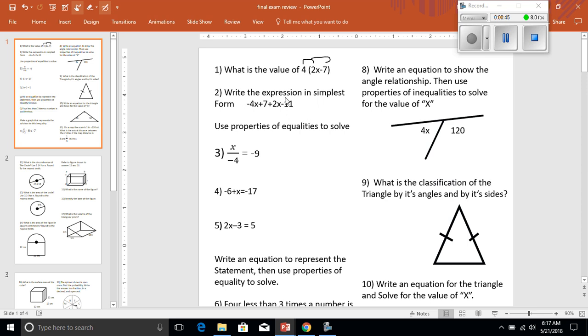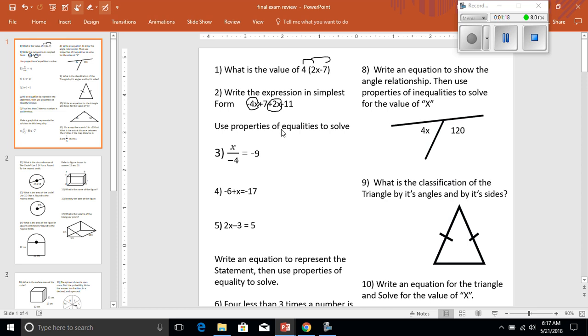Number 2, it says write the expression in simplest form. Once again, we're going to look for the like terms, the things that are alike. We have to remember with the like term, it's not only the letter and the number that are together, but the symbol that's in front of them. So we have negative 4x is one like term with positive 2x. And if we look for numbers, we have negative 11 and 7.